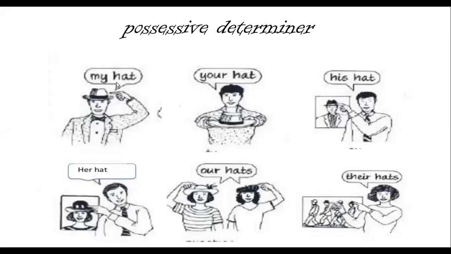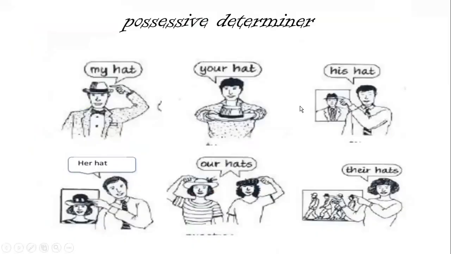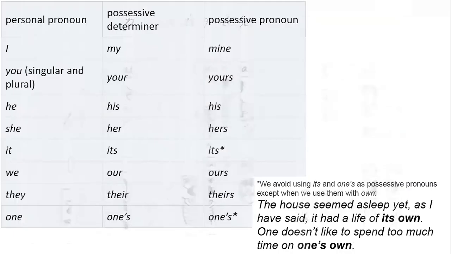This is possessive determiner. My hat, your hat, his hat, her hat, our hats, their hats. So as we use determiners, we always use a noun. Determiner plus a noun. My hat, hat is a noun. Very good. Let's take more examples on that.